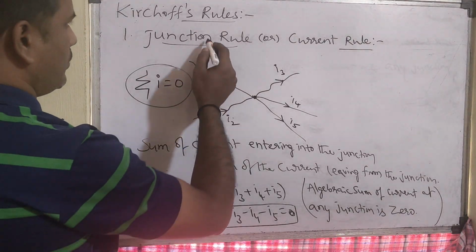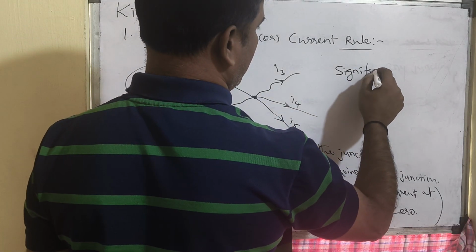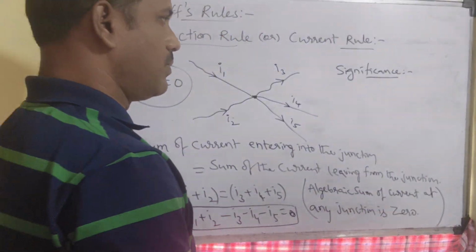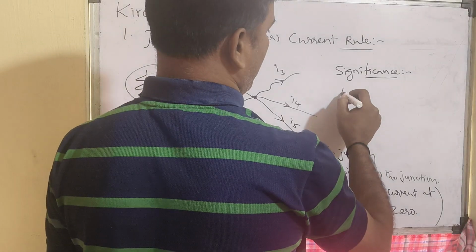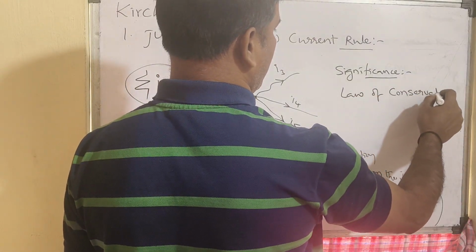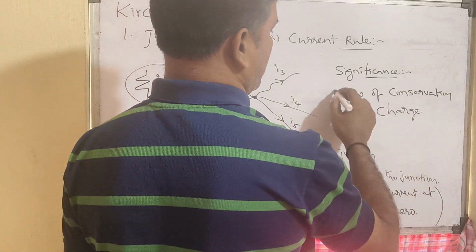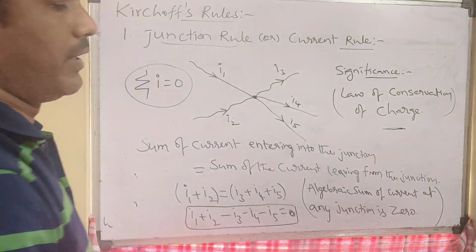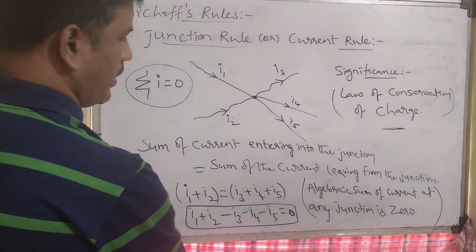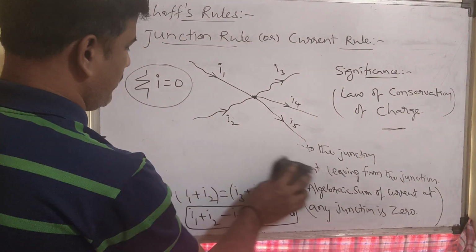Next, the significance of Kirchhoff's junction rule: it works on, or obeys, the law of conservation of charge. This is the significance of the first rule. Okay, got it? Right. I'll give one example. Next.